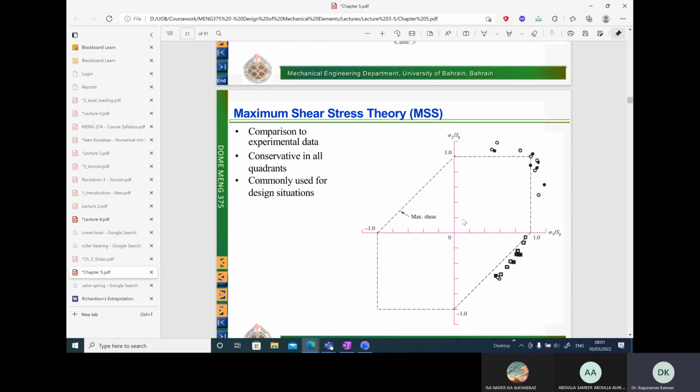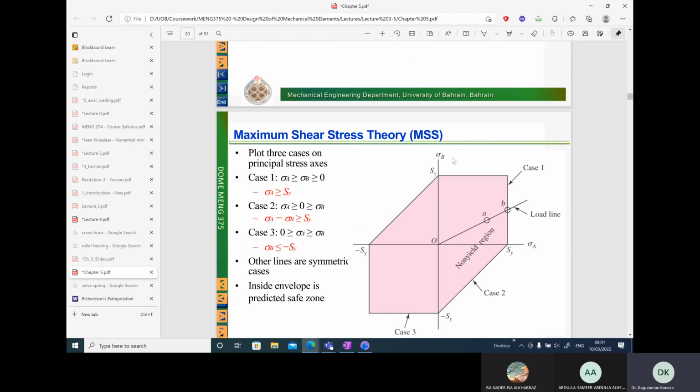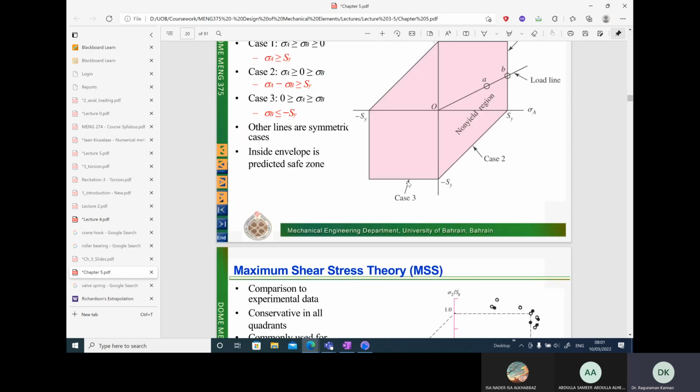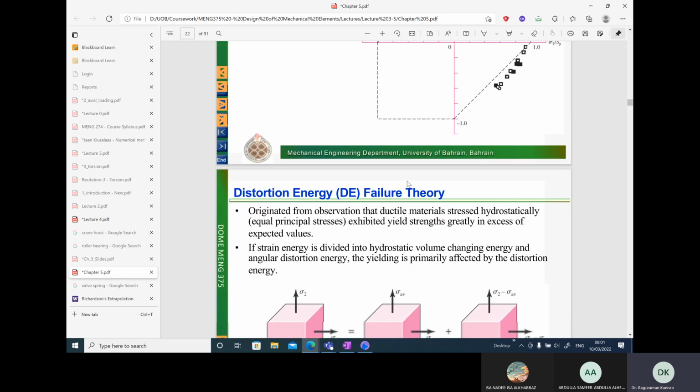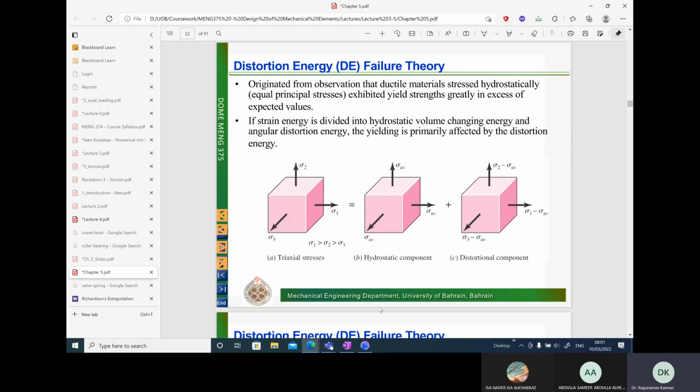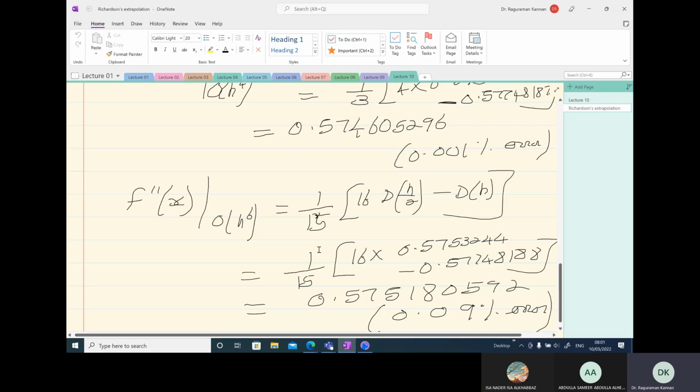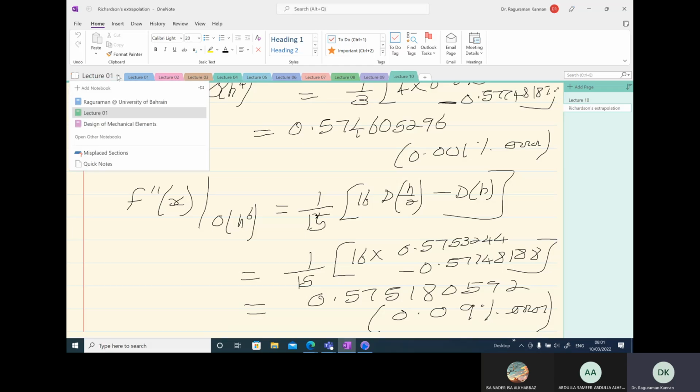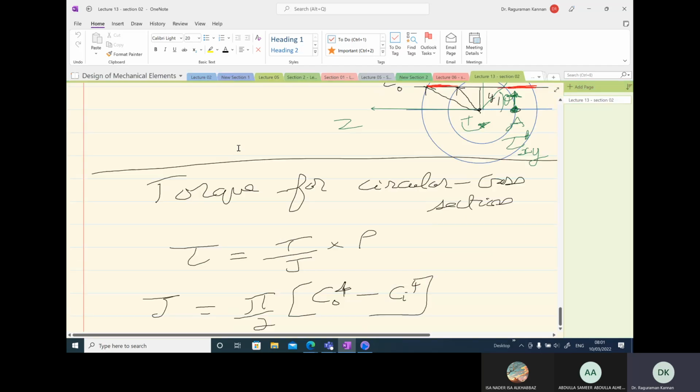All right. So last class we went through maximum shear stress theory. Now we will continue with distortion energy theory. Now again, if you recall, let's go here.